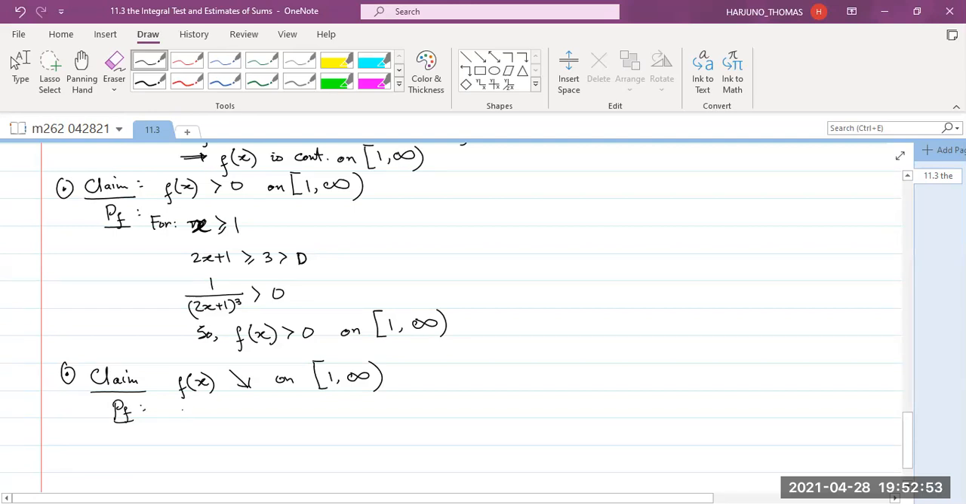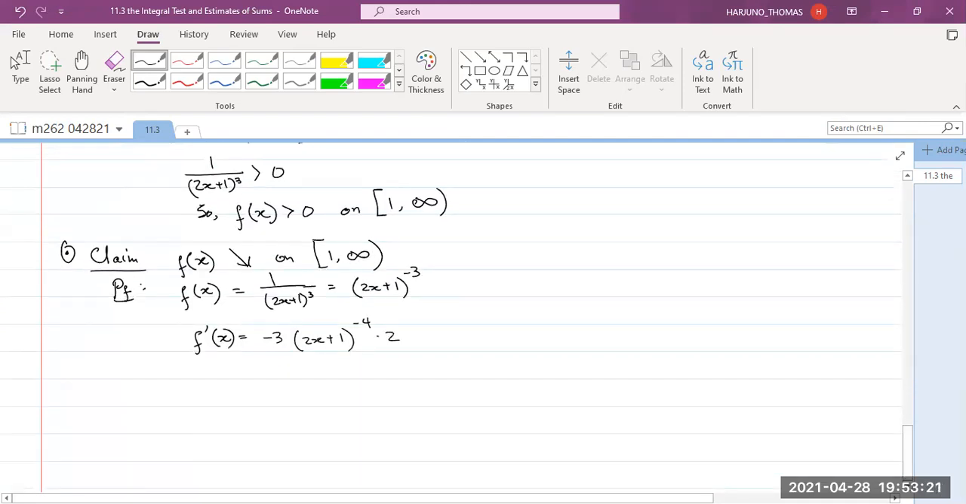One way to do that is, let me show you the first way. You do the derivative of f(x) equals 1 over (2x plus 1) cubed. So the derivative will be negative 3 times (2x plus 1) to the power of negative 4 times 2. That equals negative 6 over (2x plus 1) to the 4. And this is negative because (2x plus 1) to the 4 is always positive, correct? In fact, it's always positive for any x.